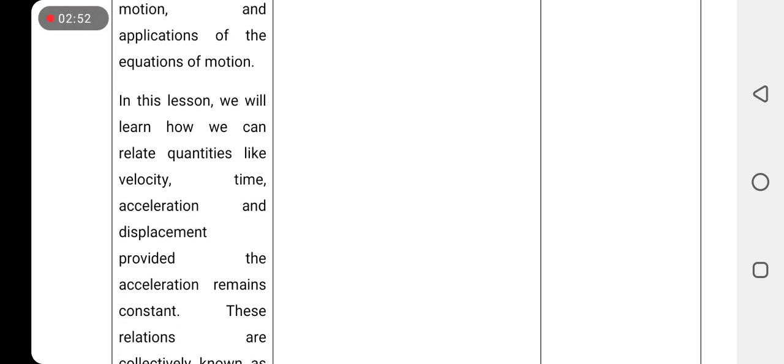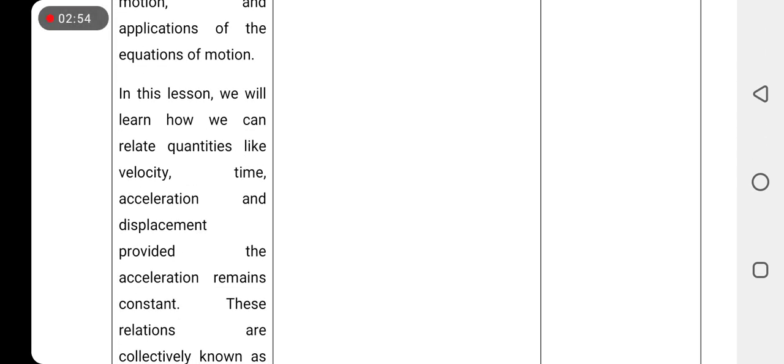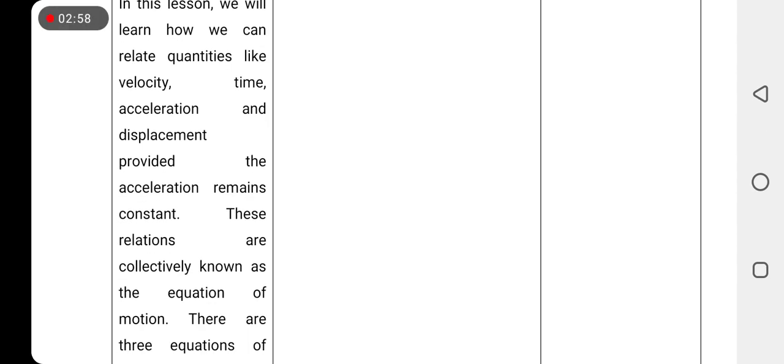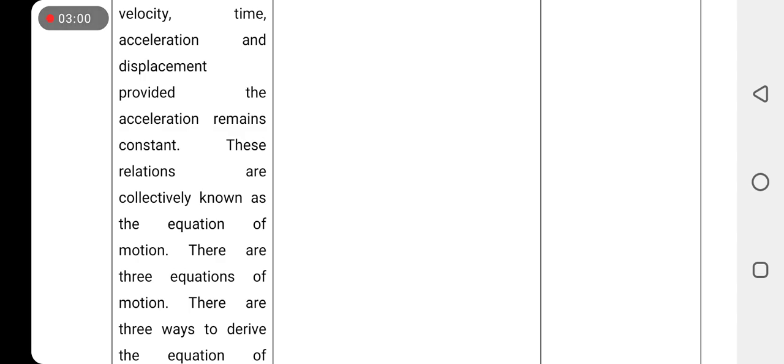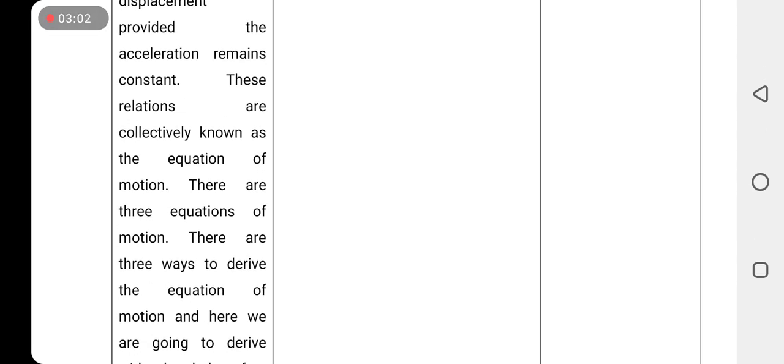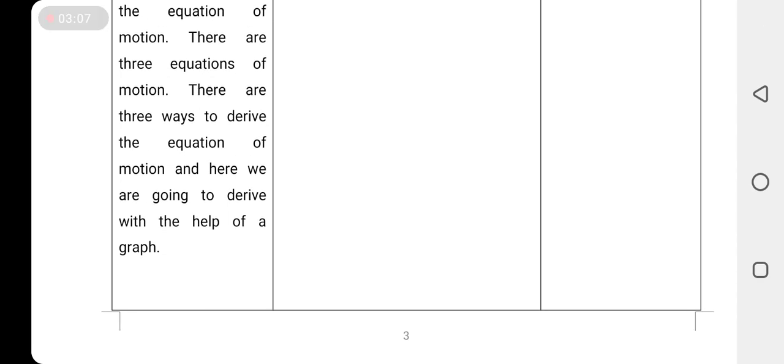In this lesson, we will learn how we can relate quantities like velocity, time, acceleration, and displacement, provided the acceleration remains constant. These relations are commonly known as the equations of motion. There are 3 equations of motion, and there are 3 ways to derive them. Here we are going to derive them with the help of a graph.